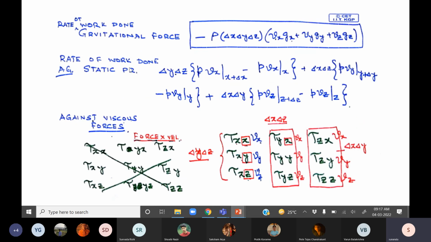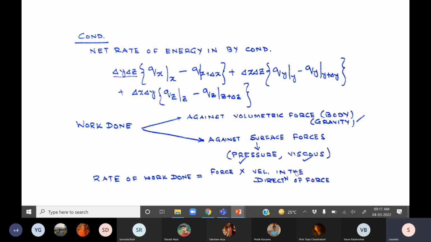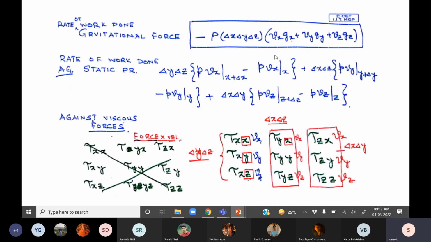So let's see what is the work done against gravitational force. This is Gx multiplied by Vx, Gy multiplied by Vy, as I have mentioned over here, that force times velocity in the direction of force. So this force per unit mass multiplied by Vx, Gy multiplied by Vy, and so on. Everything multiplied by rho times the volume. So you know what's the work done against the gravitational force. Questions?